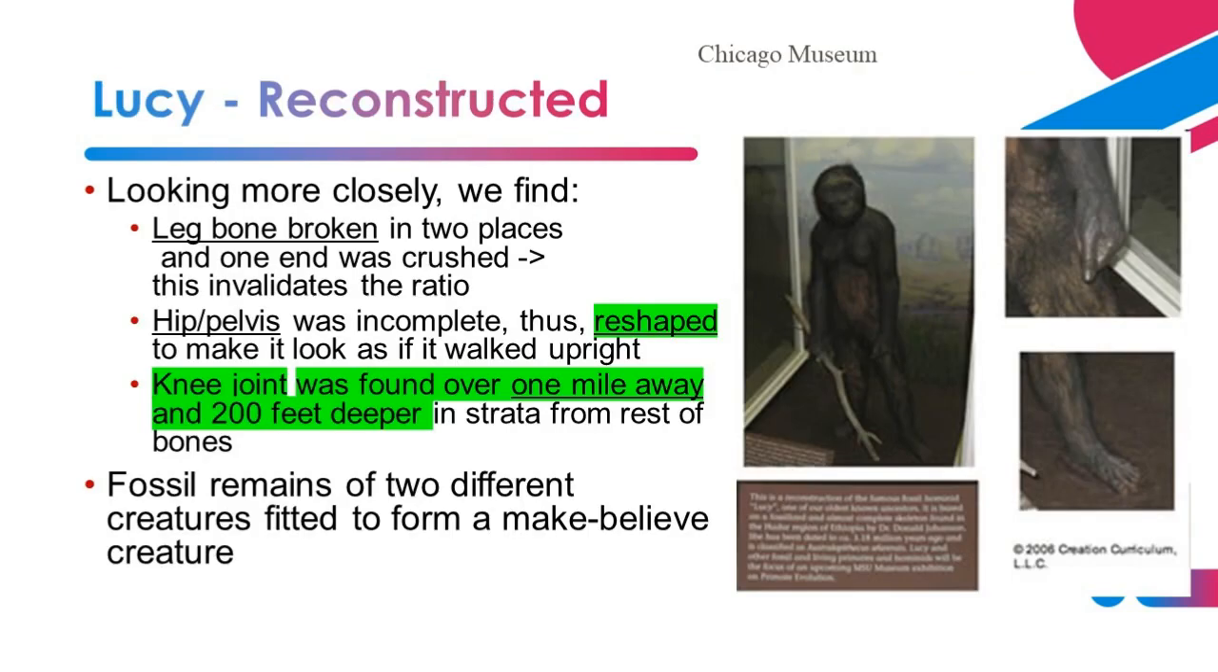And Lucy, let us look again, Lucy reconstructed. Leg bones broken in two places and one end was crushed completely. This would invalidate the ratio of 84% straight away. We don't know how much is missing. Number two, the hip pelvis was reshaped to fit the idea of walking upright, and I will tell you how they reshaped the pelvis. Knees and joint were found 1 mile away, 20 feet deep, around 70 meters deep, in strata from the rest of the bones. Fossil remains of two different creatures fitted to form a make-believe creature.